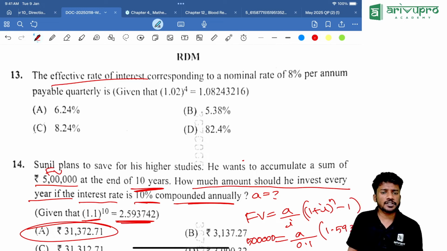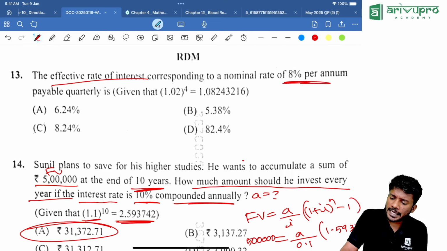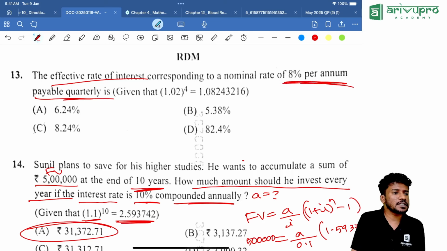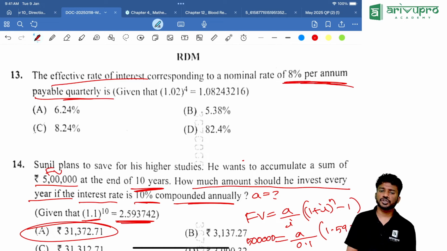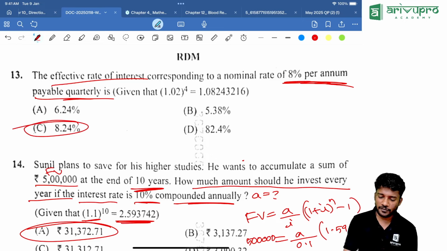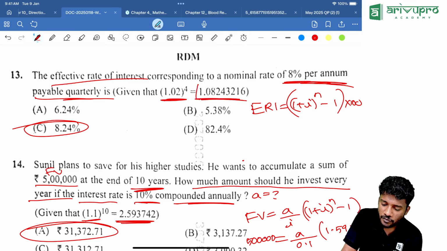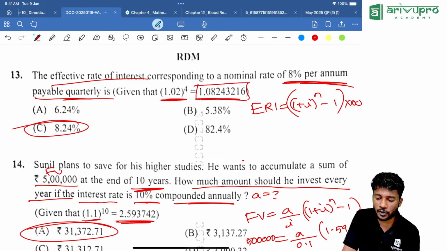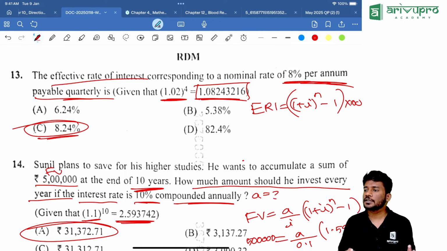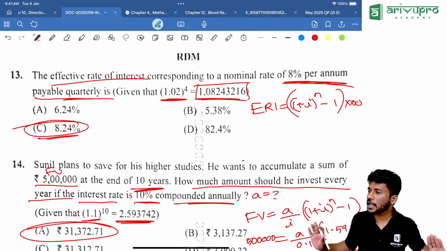Effective rate of interest corresponding to a nominal rate of 8% per annum payable quarterly is how much is the question. How to do this? What is the formula for effective rate of interest? Yes, answer is right there in front of you. Answer is option C. But just by looking at it, you will get the answer. ERI is equal to (1 plus I)^n minus 1 multiplied with 100. 1 plus I the whole raised to n is this much. From that, if you reduce 1, how much will it be? 0.0824321. Into 100 is how much? 8.24 percentage. Direct answer.